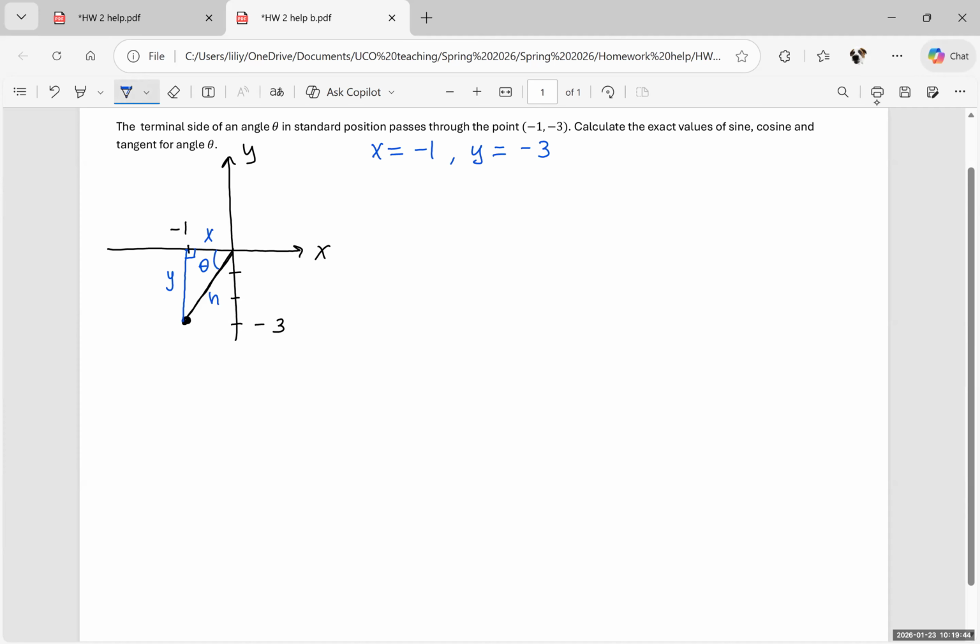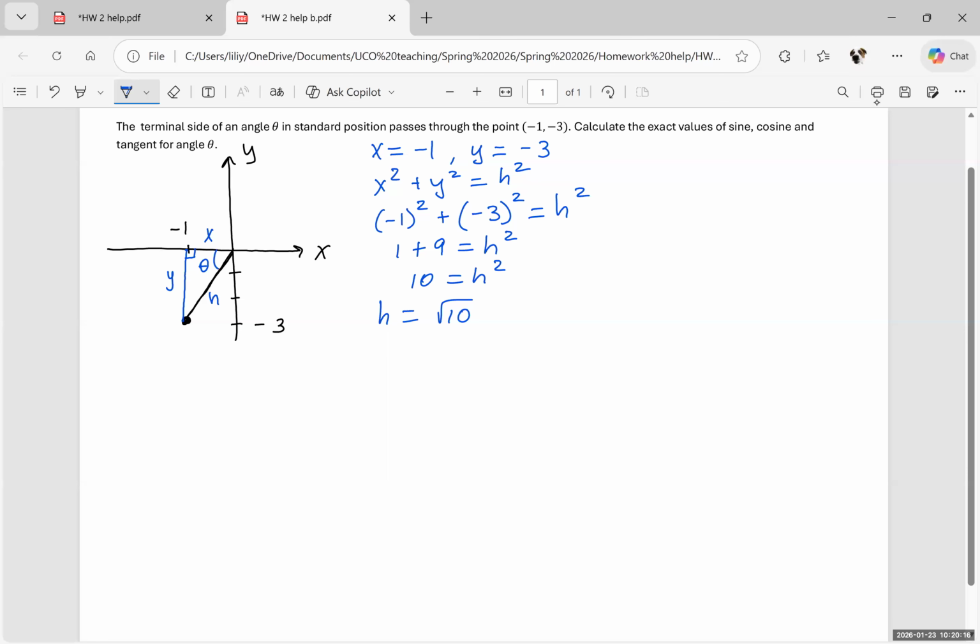The hypotenuse is found by using the Pythagorean theorem. So x squared plus y squared equals h squared. X is -1, don't forget to put it in parentheses, otherwise your values will still be negative, and that is not a good thing. So (-1) squared is just 1, (-3) squared is +9, and we have h squared. So h squared would be 10, which means that the hypotenuse itself is the square root of 10.